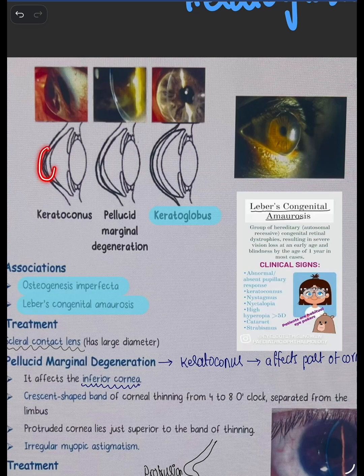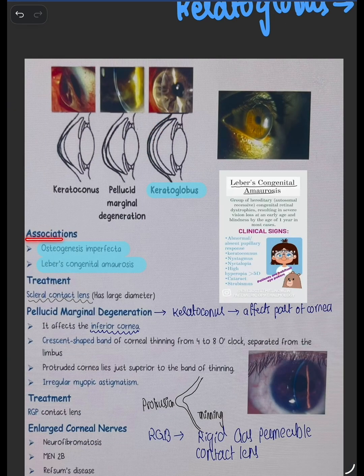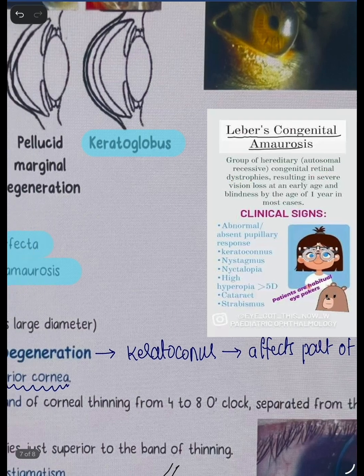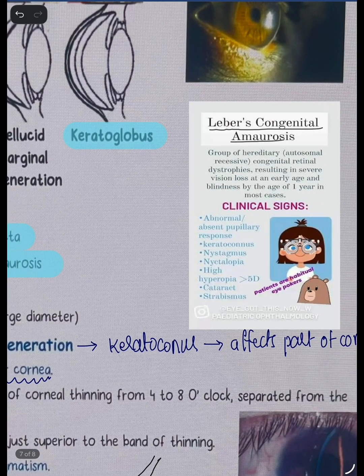When part of the cornea is protruded and thinned out, it is called the keratoconus. When the whole of the cornea is thinned out and protruded, it is called the keratoglobus. The associations of the keratoglobus are osteogenesis imperfecta and Leber's congenital amaurosis. Leber's congenital amaurosis is a hereditary group of congenital retinal dystrophies, in which we can see the keratoglobus.